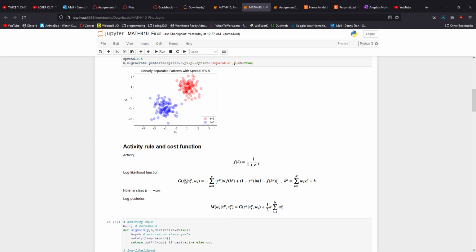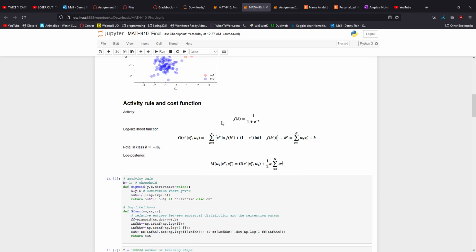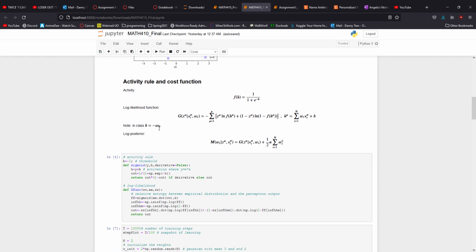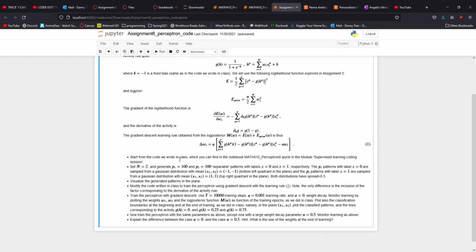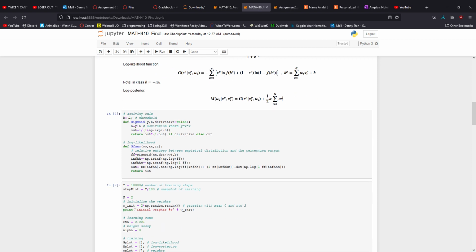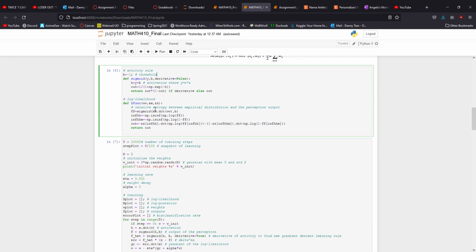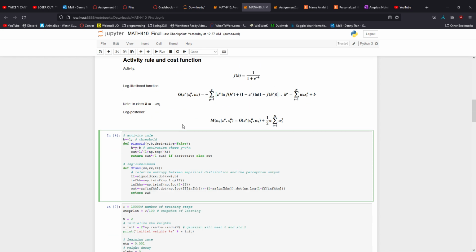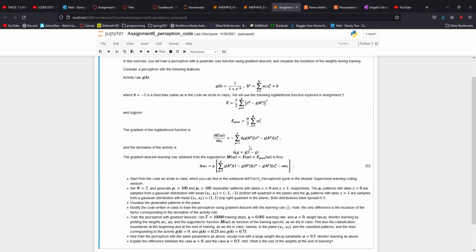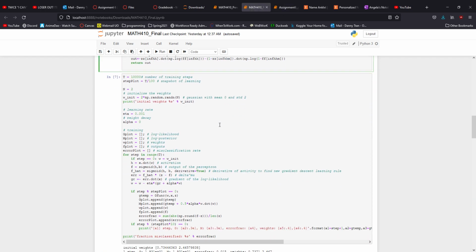Pretty simple stuff. And so from the past Jupyter Notebook, we are using the same activity with a different log likelihood function. I kept it just to note the difference. And then in class we used b equals the negative of the initial weight. But here we're using b equals -1. And so we change that here, b equals -1. Sigmoid function is the same, log likelihood is the same.